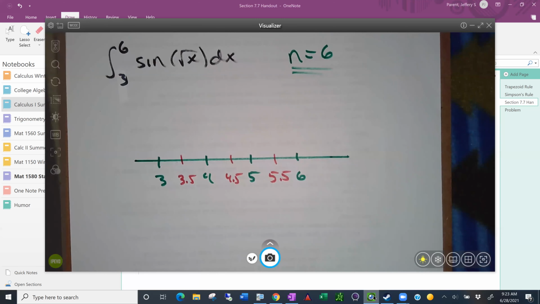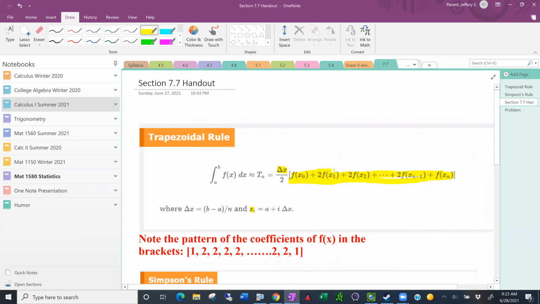Now, according to the trapezoid rule, what we've got to do is take delta x divided by 2 and multiply it by the function, which is coming from this part right here, multiply by the function, and in some cases we need to multiply it by 2. Okay, so what all is that going to look like?